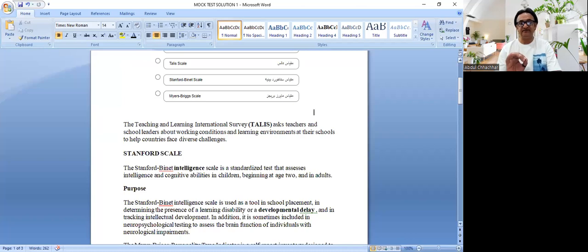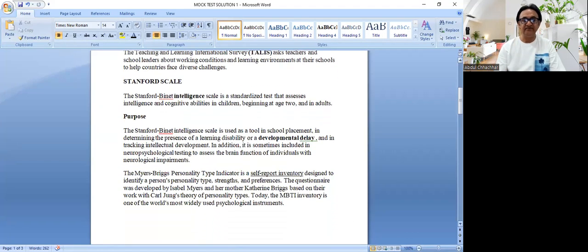Okay. Now here, I have chosen the Torrance, but if you look at the Stanford scale, that also has the same function. It's a standardized test to assess the student's intelligence and cognitive ability. So this option has been used as a distractor. So what is the difference in it? This scale is used to identify what type of disabilities the learner has. Keep in mind, what type of disabilities they have.